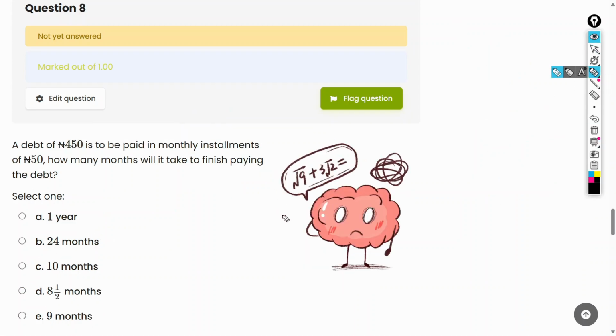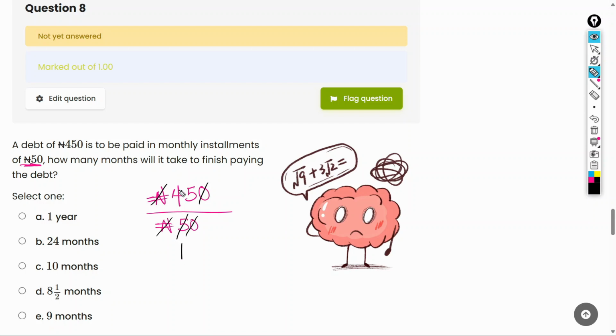A debt of 450 naira is to be paid in monthly installments of 50 naira. How many months will it take to finish the debt? So you're paying 50 naira every month until you finish paying this debt. So one way to go about this is to figure out how many times you will find 50 naira in 450 naira. That's division. So we are dividing 450 naira by 50 naira. Because we can cancel out our units and we can cancel out our zeros, which is the same thing as dividing by 10. So we have 45 divided by 5.